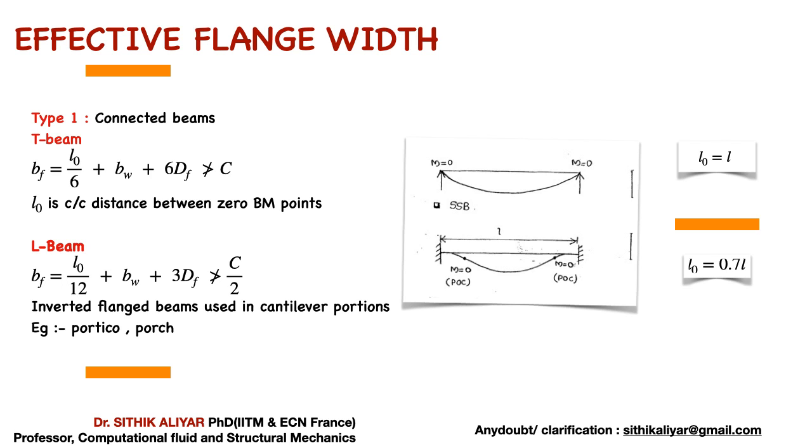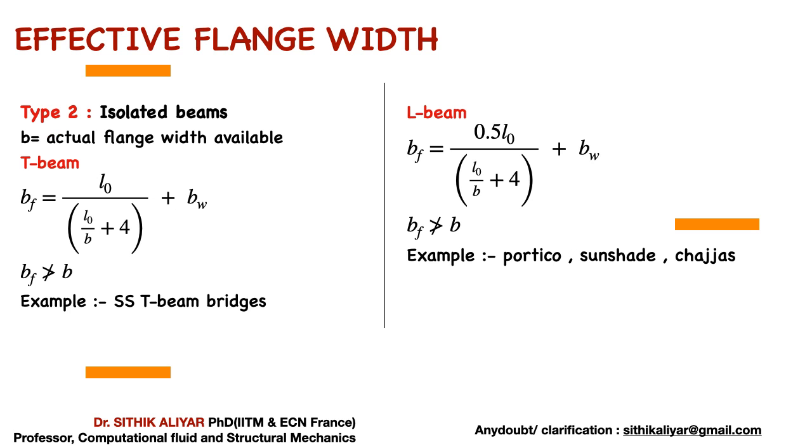If it is an L beam, same formula, instead of 6 you have to divide by 12, that's it. So L0 by 12 plus BW plus 3 into DF, and it should not be greater than C by 2. C is the center to center distance between the beams. I will show you in the next slide what C is. I hope you understood what a T beam and an L beam are, and how to calculate the effective width of the flange if it is a connected beam.